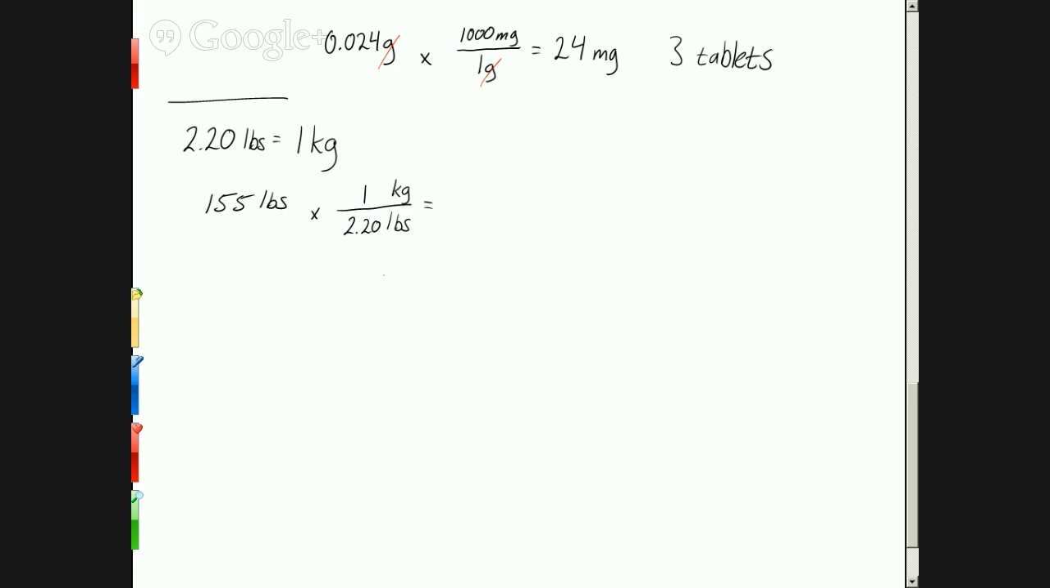We divide. Does somebody have a calculator? Try that one out. What do you got? 155 divided by 2.2. So set up this way, to get that number we have to divide 155 by 2.2, because the 155 is on top, the 2.2 is on the bottom. We have to do that division. We end up with 70.4, and that's our mass in kilograms.